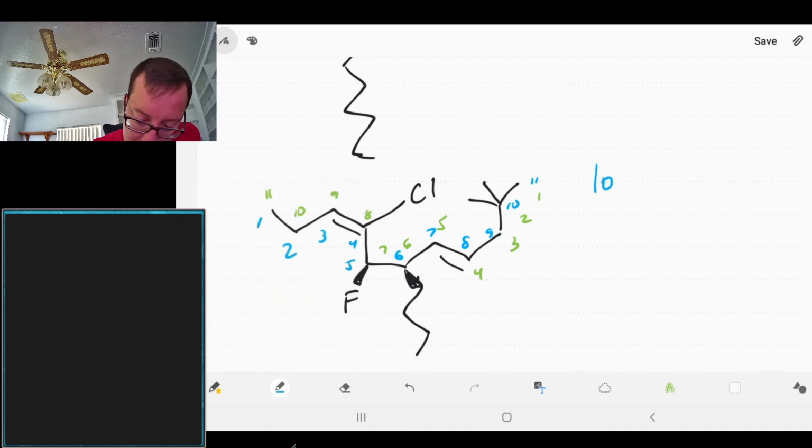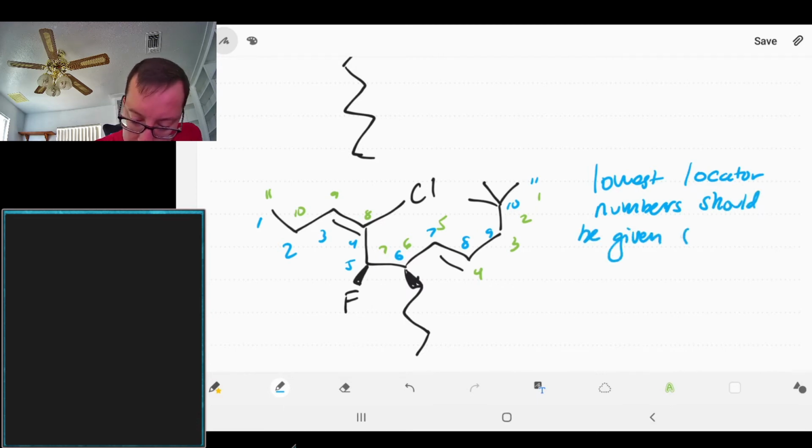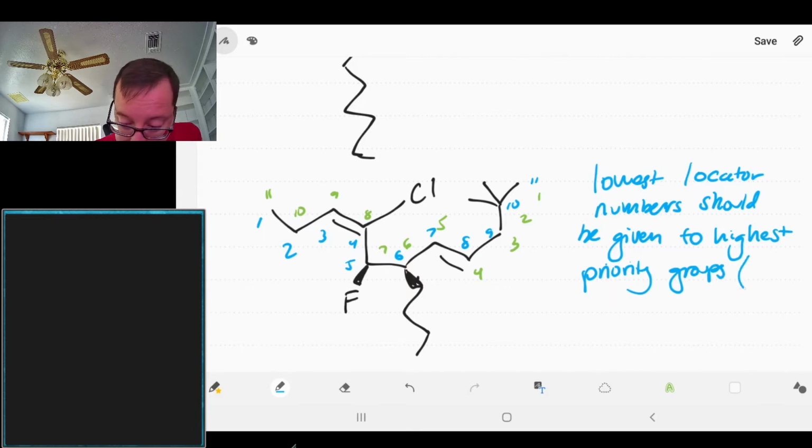The lowest locator numbers should be given to your highest priority groups. And again, right now, that's just alkenes for us. That's the only higher priority group we have. So our options are 4,8 or 3,7 for our alkenes. And so because 3,7 is lower for our alkenes, we're going to go with the blue numbers.